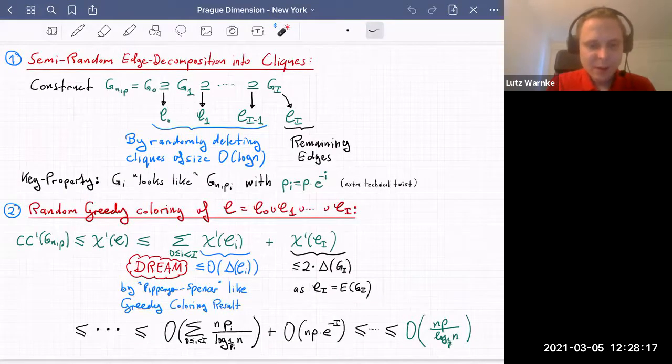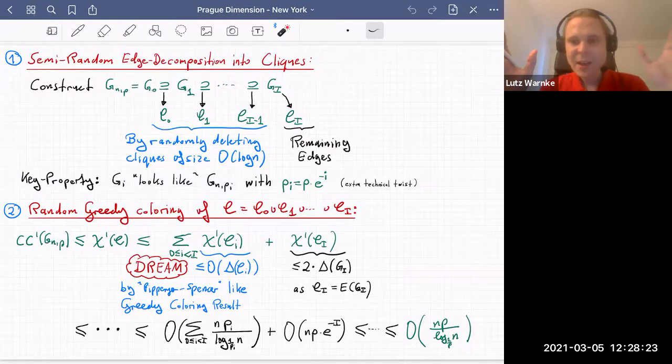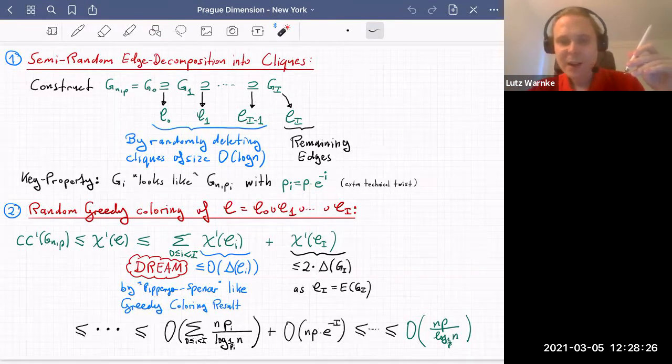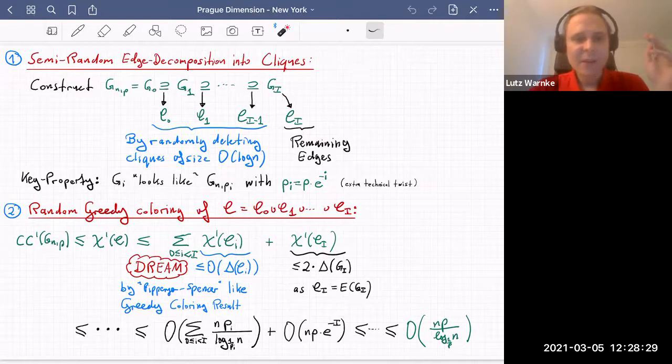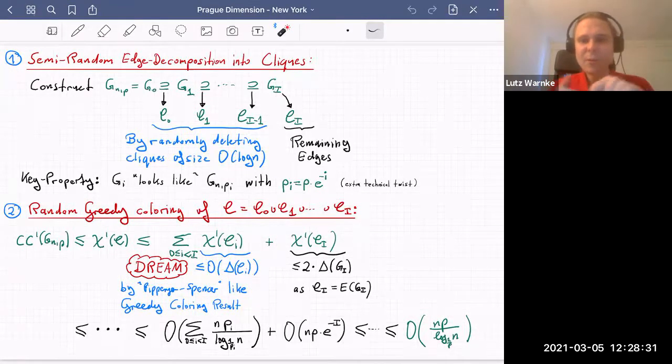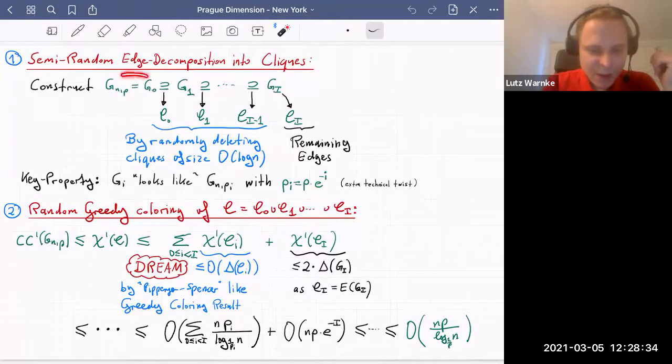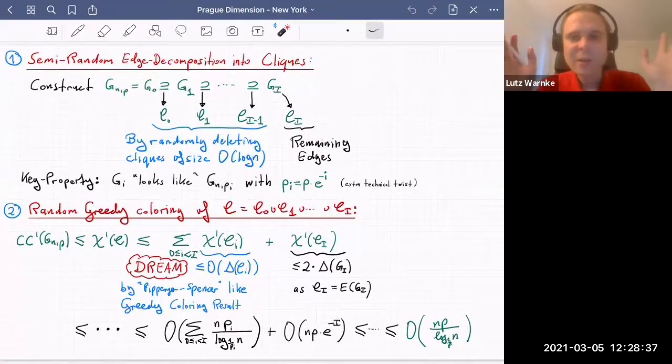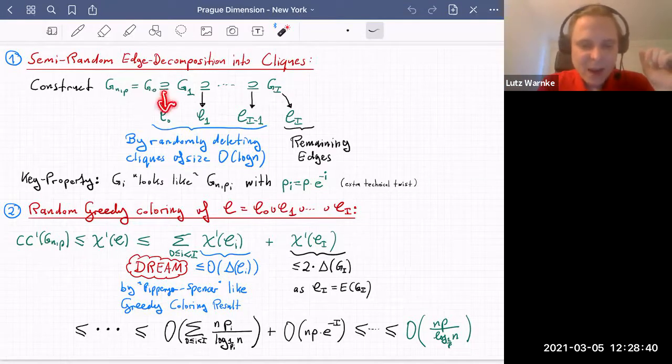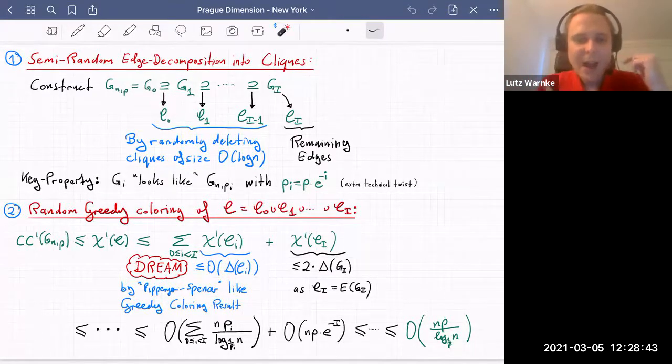So for step 1, remember what we have to do is we start off with a random graph G(n,p), and we need to find a clique edge covering of the edges of our graph. The way we're going to do it is we start off with the graph G(n,p), let's call it G0. Then we take out a bunch of cliques from this graph and add them to our first set of cliques, C0, say. Then we remove all these cliques from the graph, getting a new graph G1. From this, again, we remove certain cliques, and then we continue.